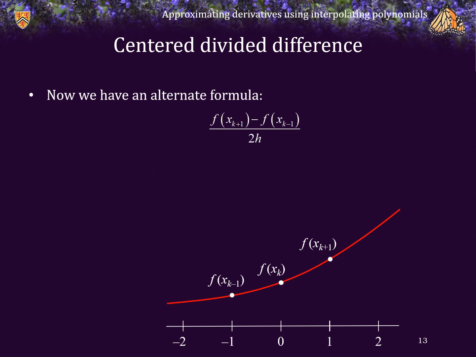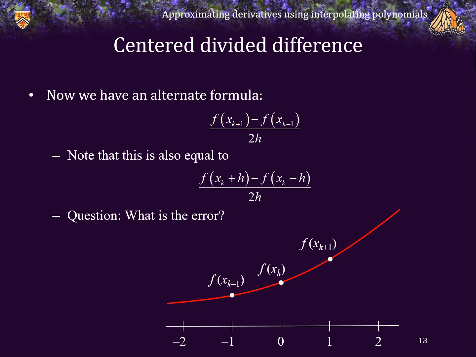All right, so now we have an alternative formula for the derivative, an approximation of the derivative. Note that this expression is also the same as saying f at x sub k plus h minus f at x sub k minus h all over 2h. The important question now is, however, what is the error of this approximation, and is it any better than the error of the previous approximation?